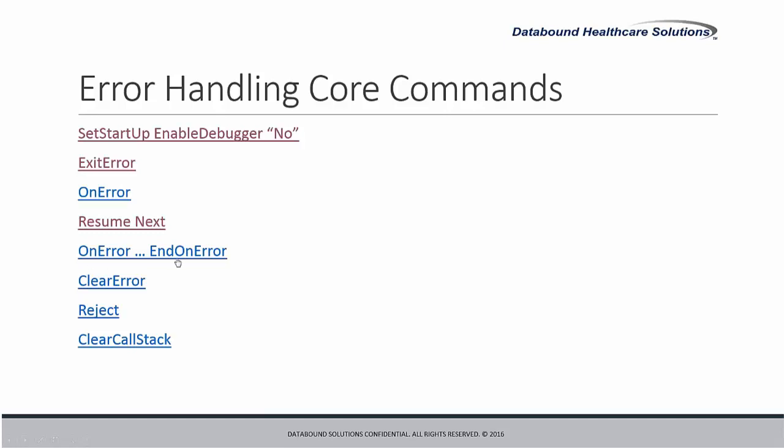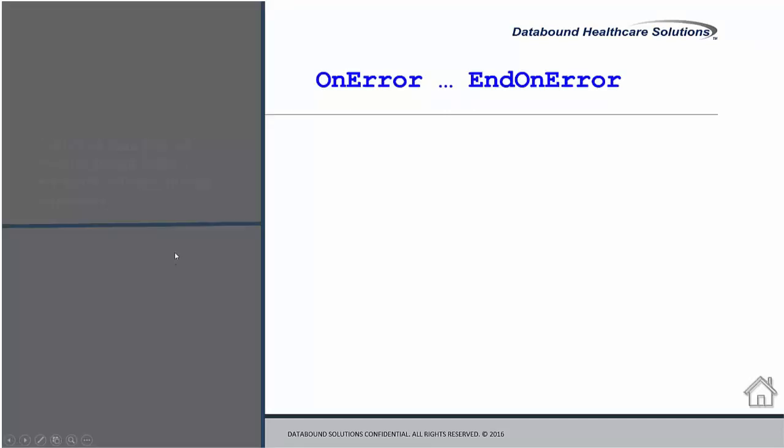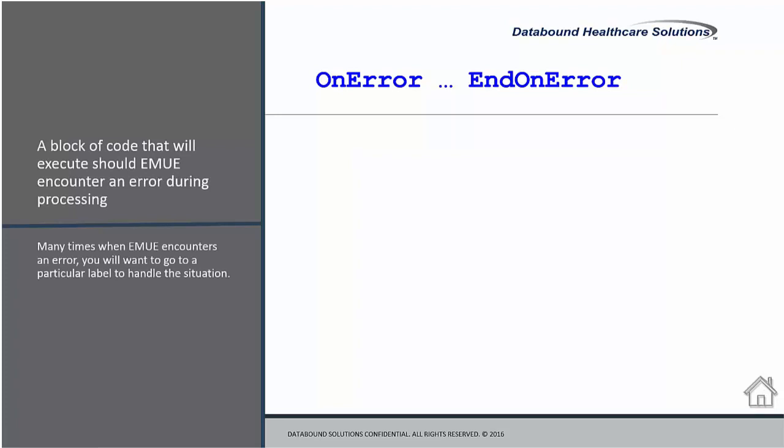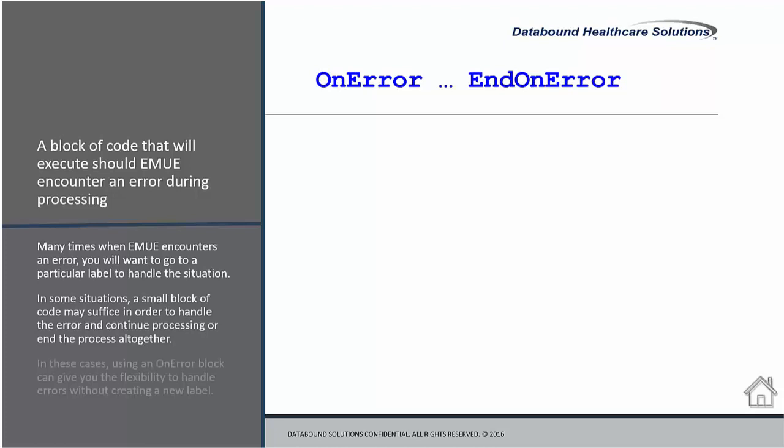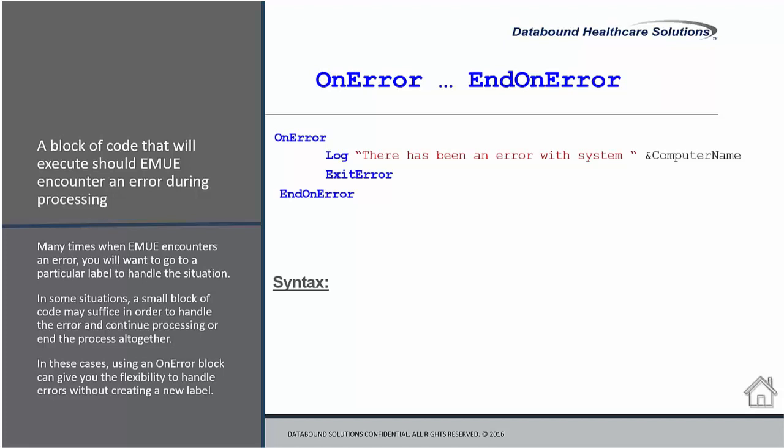Next, we have on error, end on error. So for those of you who like if blocks, you will love on error, end on error. Because what this does is allows us to create a block of text that tells EMUE exactly what to do in an error state. So in some cases, using the on error block can give you the flexibility to handle errors without creating a whole new label. So if you know you're always going to want to do the same thing over and over no matter what the error is, you can create something simple like this.